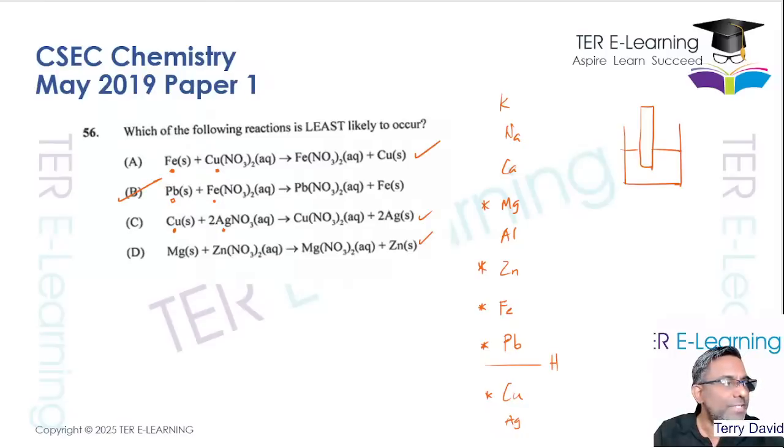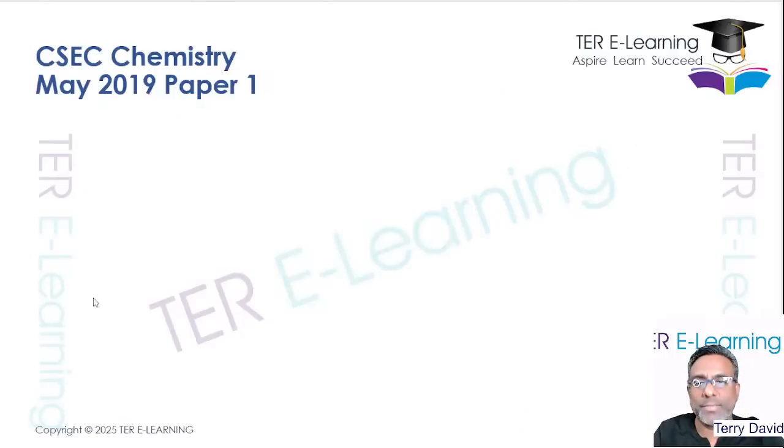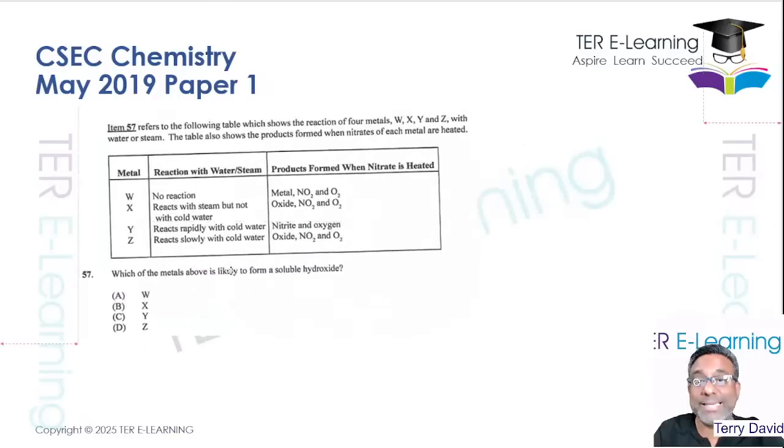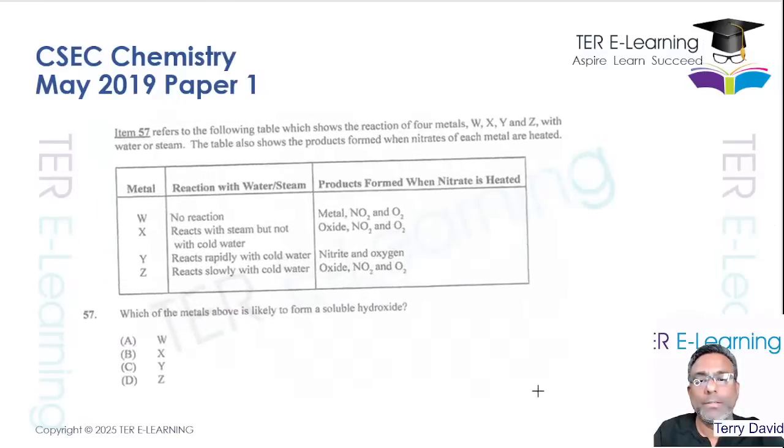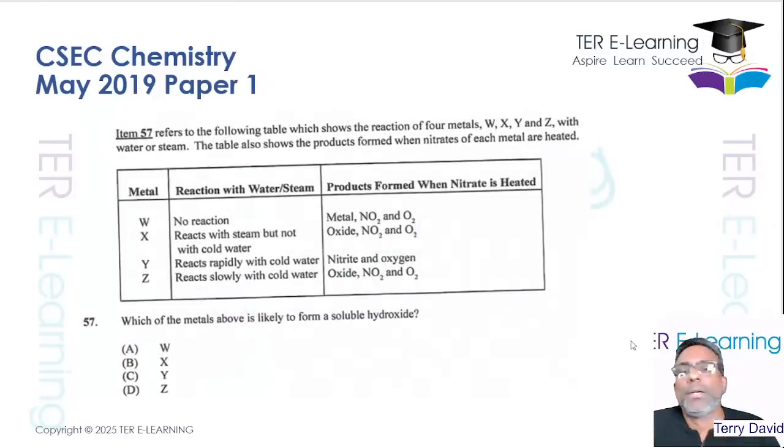Question 57 here, sometimes they ask two parts to this question. Not just one part, but sometimes there are two questions based on the same table here. So we have a table here showing four different metals reacting with water or steam, and then we're looking at the products formed when the nitrate is heated. Which of the following is likely to form a soluble hydroxide?